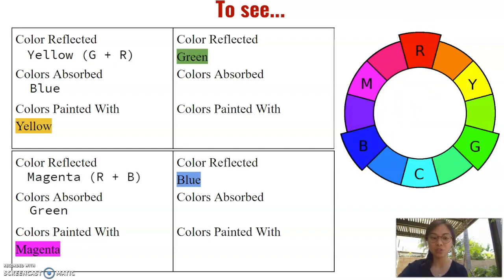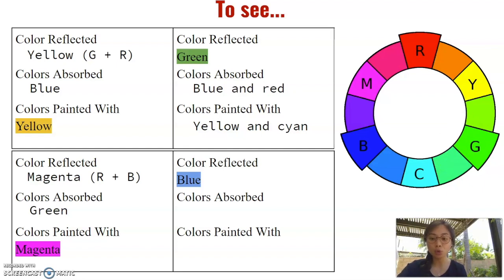Let's move on to light reflection now. If we want the color green to be reflected, then the other primary light colors would be absorbed, which are blue and red. The color you would paint with to achieve green would be yellow and cyan, because these are the pigments that absorb blue and red light. Yellow absorbs blue, and cyan absorbs red. Therefore, the only light that is not absorbed by the pigment would be green, and green would be reflected.